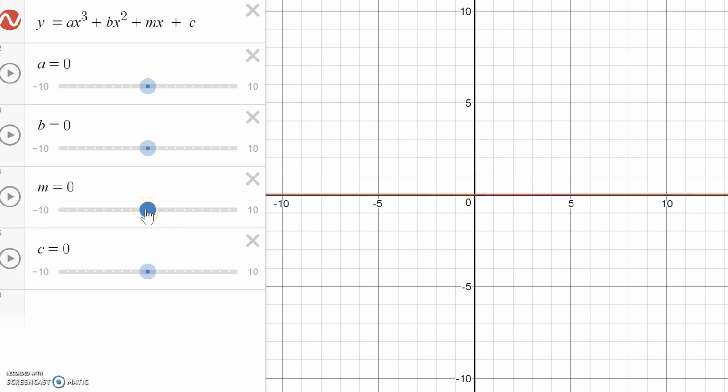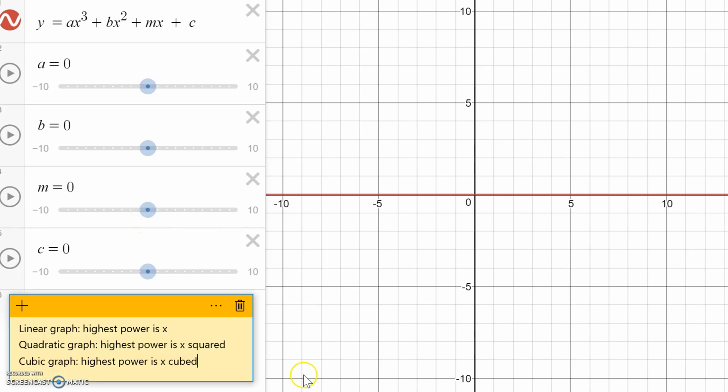Set m back to 0. Okay, so this time we've got nothing at all. We've got y equals nothing. Right, let's leave m at 0 this time, and let's look at our next set of graphs, the quadratic graphs.